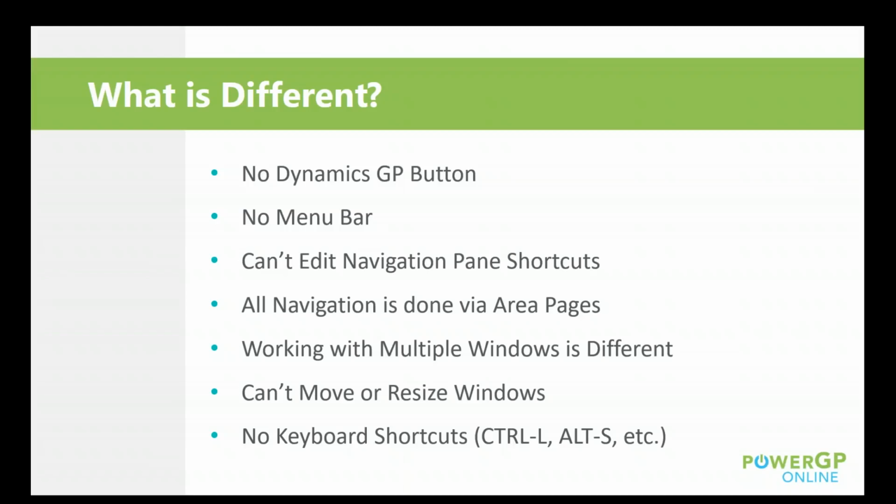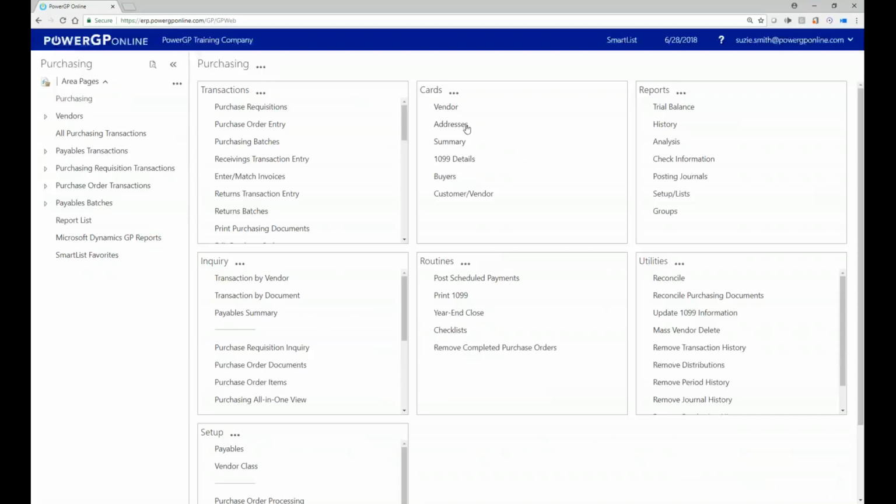All the navigation you're going to typically do from the area pages or from the navigation list as opposed to using the menu options, but that's perfectly okay. We pointed out that working with windows is a little bit different, so that's okay. You can't remove or move them around or resize them or have all your windows lined up, but you can use the search button and toggle back and forth between windows. And there's no keyboard shortcuts. Now, I did not point that out, so let's take a look at that now.